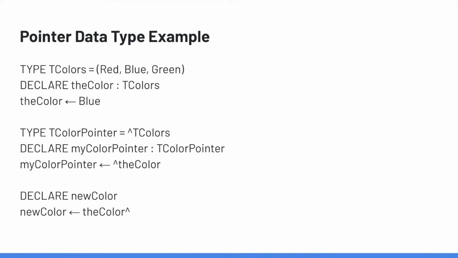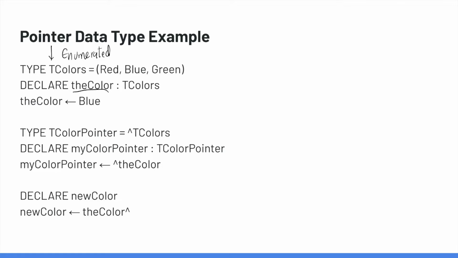Here's another example, a more complex example. We've created a data type, tcolors. This is an enumerated data type, right? And we've created a variable of type tcolors, the color, and we stored the value blue. So the color is equal to blue. But now we're going to create a pointer data type that only allows us to store addresses of tcolors variables, of variables of the tcolors data type.